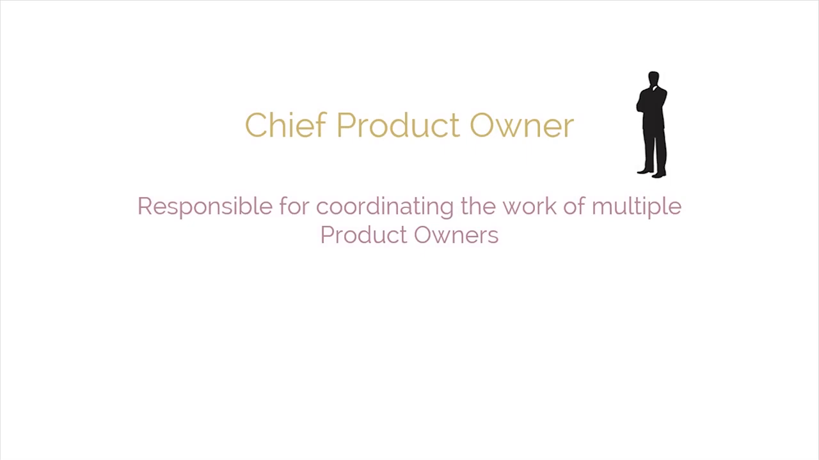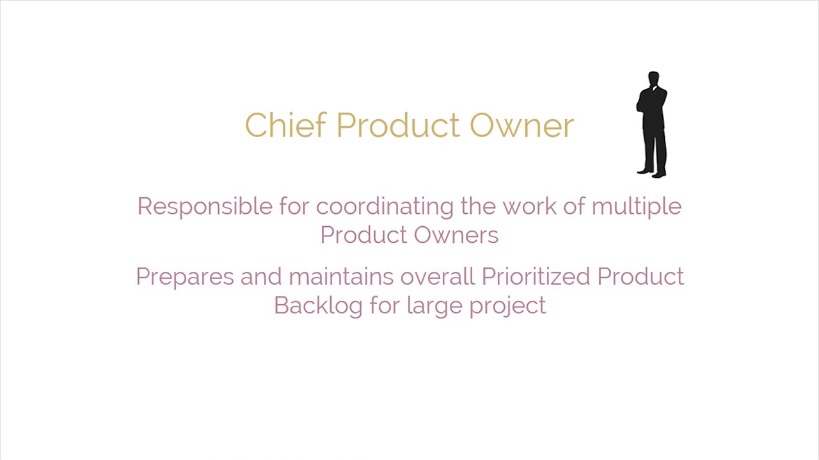In the case of large projects with numerous Scrum teams, having a Chief Product Owner may be a necessity. This role is responsible for coordinating the work of multiple product owners. The Chief Product Owner prepares and maintains the overall prioritized product backlog for the large project, using it to coordinate work through the product owners of the Scrum teams. The product owners, in turn, manage their respective parts of the prioritized product backlog. The Chief Product Owner also interfaces with the Program Product Owner to ensure alignment of the large project with the program goals and objectives.